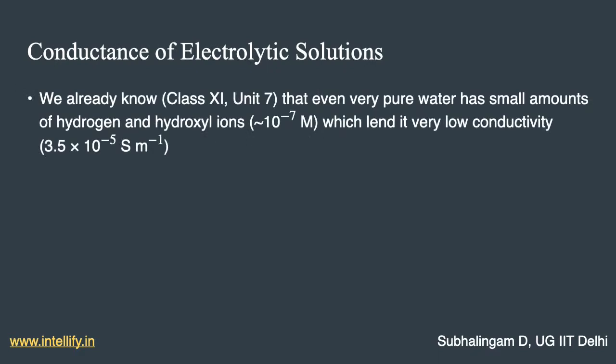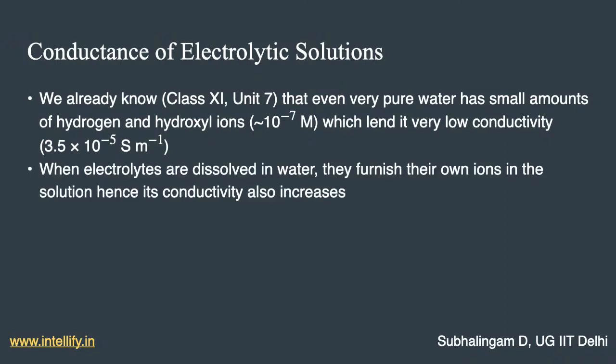We already know from class 11 unit 7 that even very pure water has small amounts of hydrogen and hydroxyl ions, approximately 10 power minus 7 molar, which lend it very low conductivity. So, because of the presence of hydrogen and hydroxyl ions, water has very low conductivity, approximately 3.5 into 10 power minus 5 S per meter.